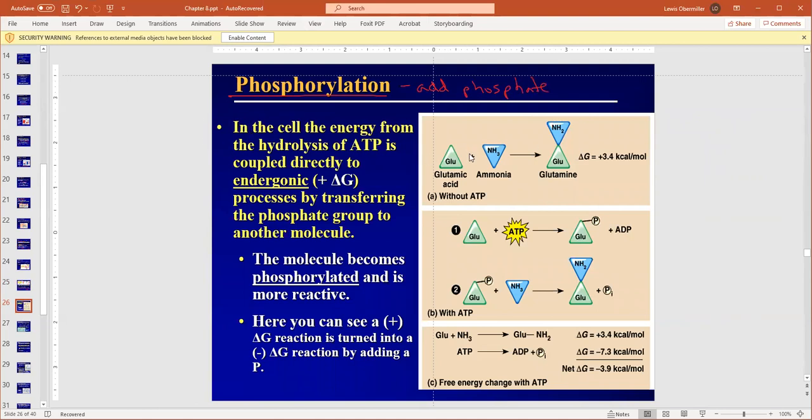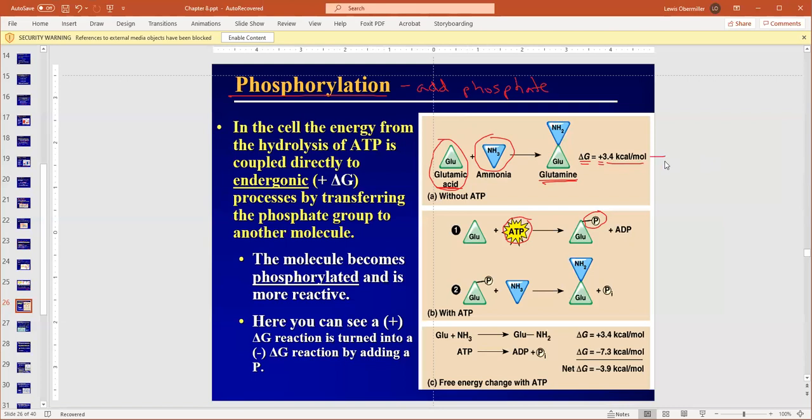And so that's the whole key to this thing, is that we're going to take a phosphate off of ATP and add it to another molecule. The example your book uses is glutamic acid. Glutamic acid is a precursor to the amino acid glutamine. If we took glutamic acid and added ammonia to it, we end up with glutamine. But the problem is that this reaction's delta G is positive 3.4 kilocalories per mole.